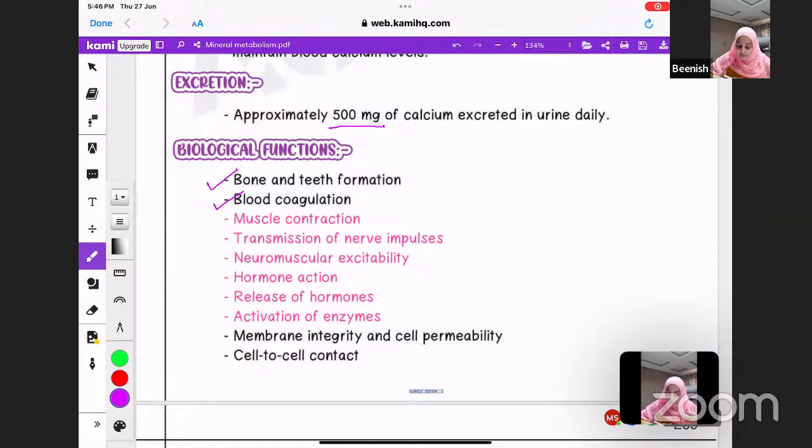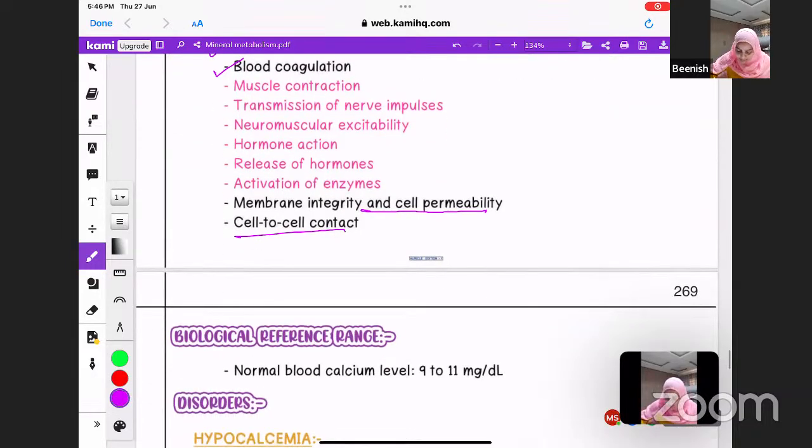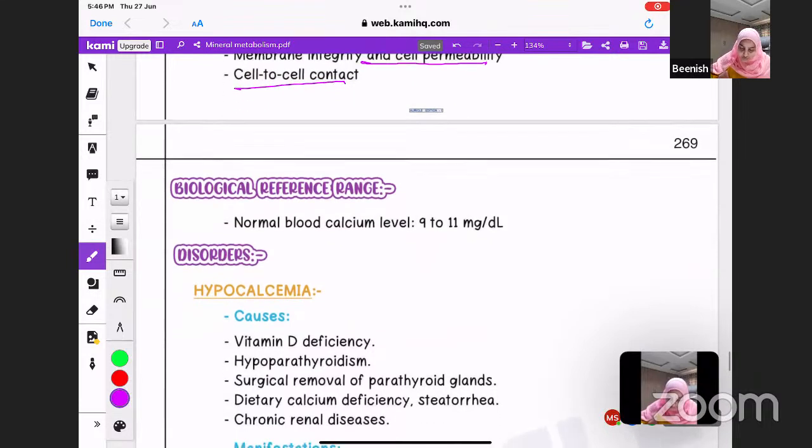Okay, so it is going to activate various enzymes. This we're going to discuss in signal transduction. So there also calcium has a very important role. Then maintaining the membrane integrity and cell permeability, cell to cell contact. Then talking about the normal biological reference range of calcium, it is 9 to 11 micrograms per day.